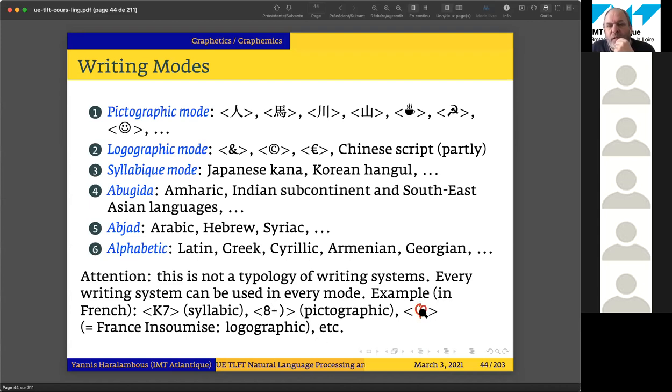And when you write this phi in that specific way with that color, then it is logographic. It's the logo of the political party France Insoumise. So what you should keep from this slide is the fact that writing systems can be used in many different ways. And if the text you're going to process is free text, for example, from social media, then you can expect all of this to happen in your corpus. And of course, you will have to deal with it.